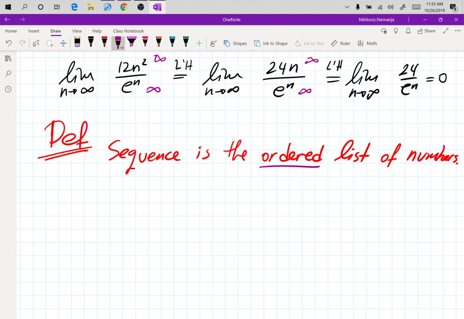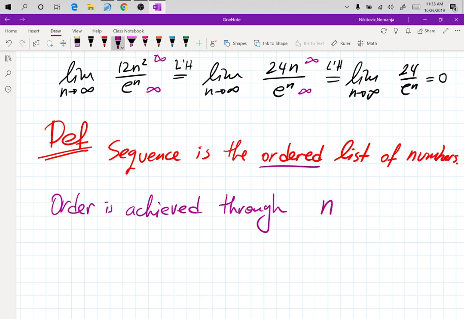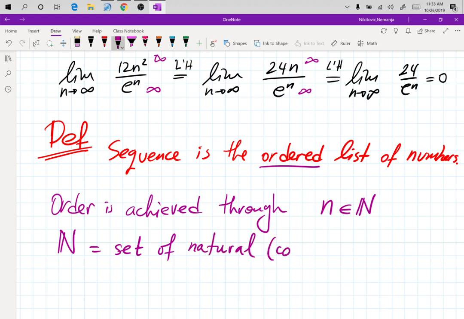And for us, in this case, ordering is done through the set of counting numbers, natural numbers. So order is achieved through n, which is the element of capital N with the 2 bars on the left side, and the capital N is the set of natural, I'll put in parentheses, counting numbers.